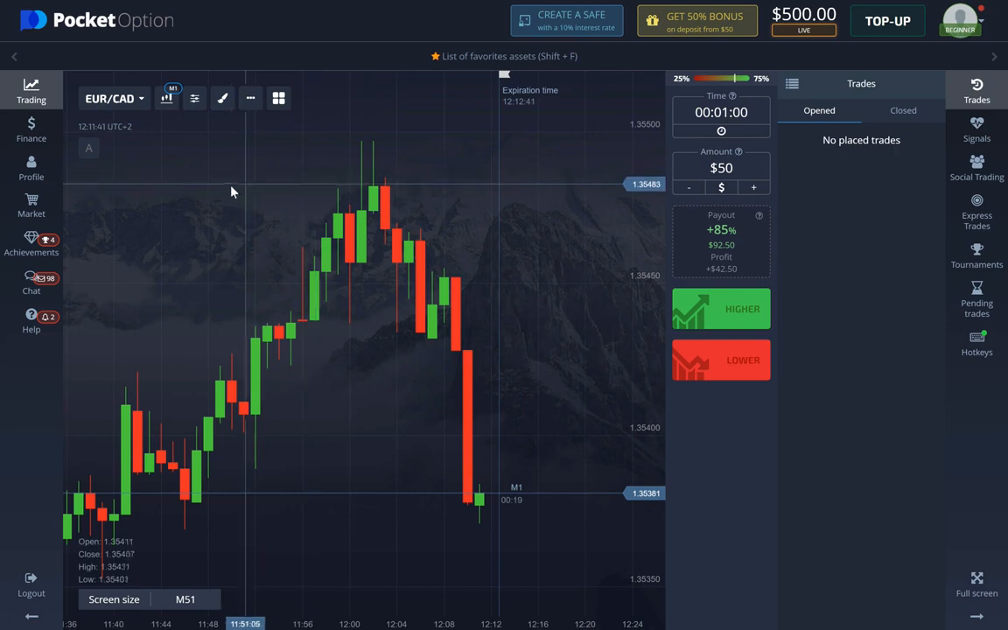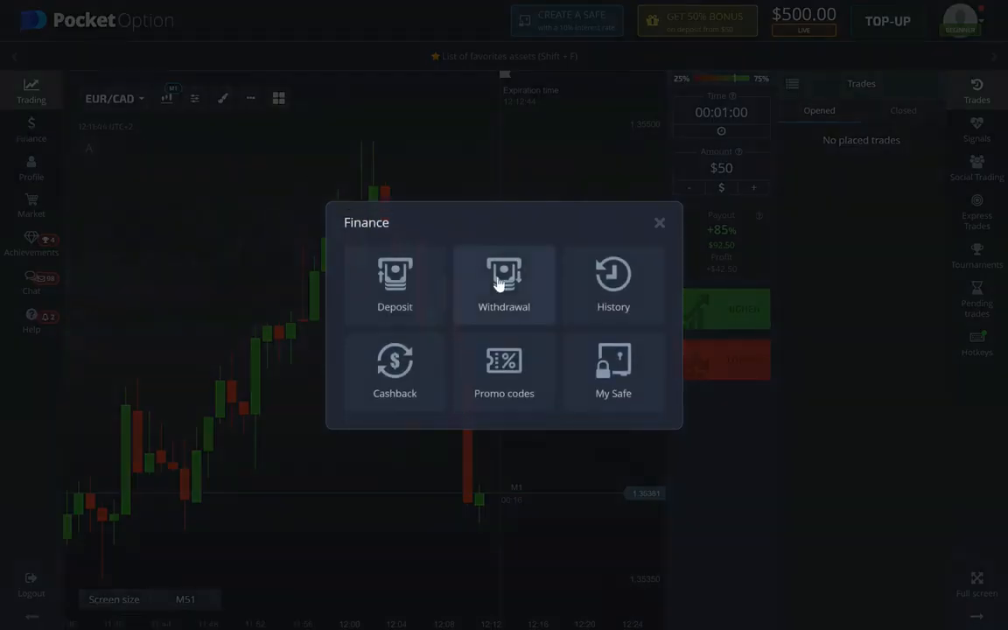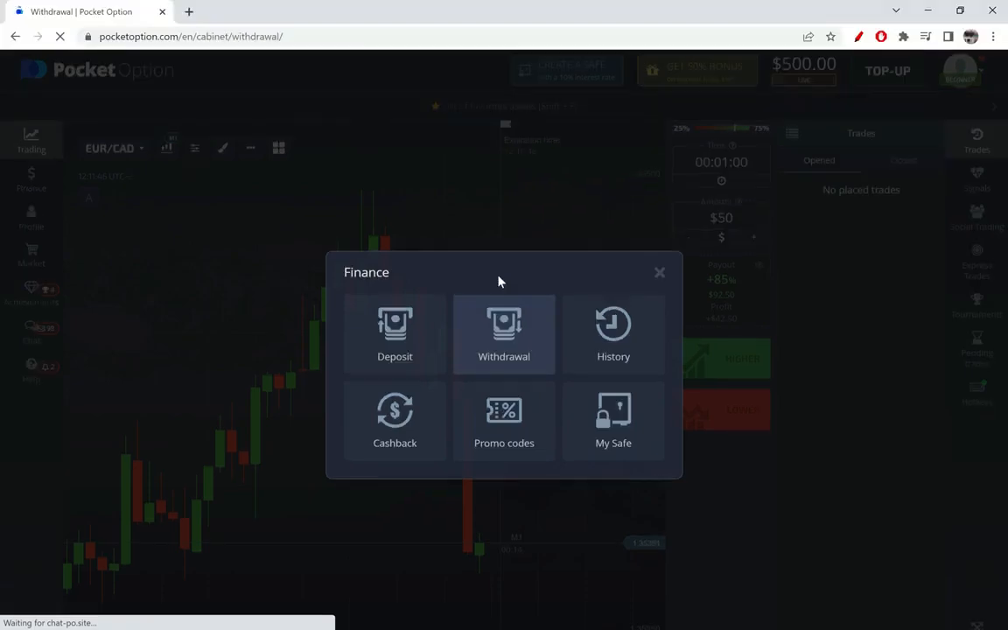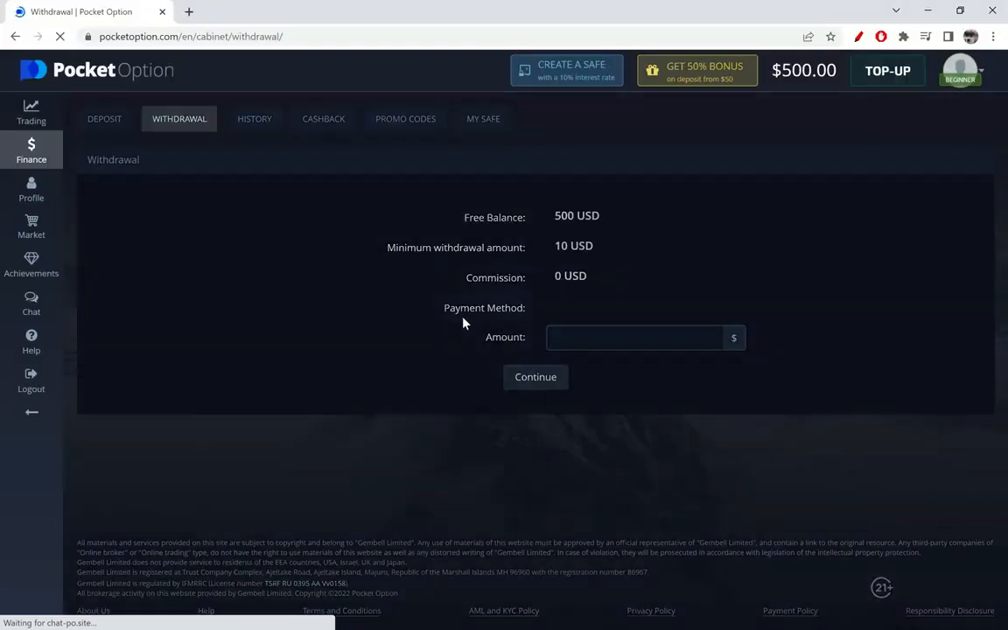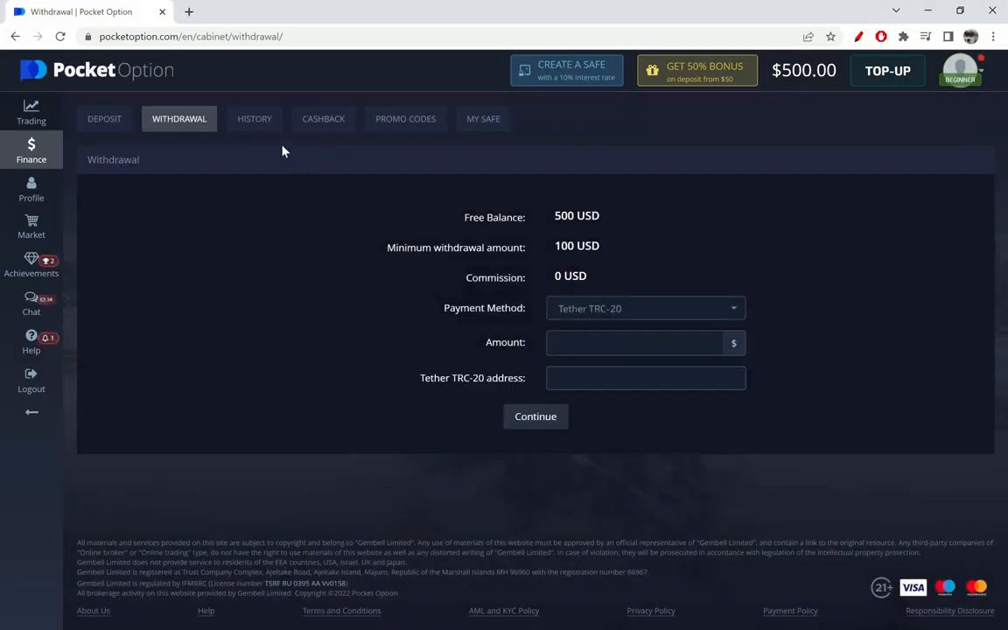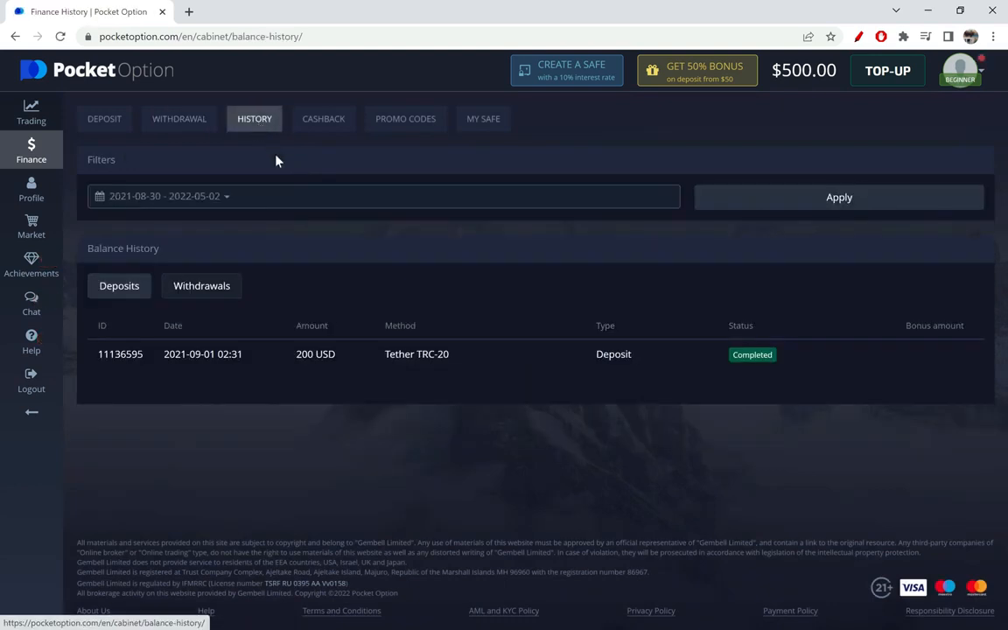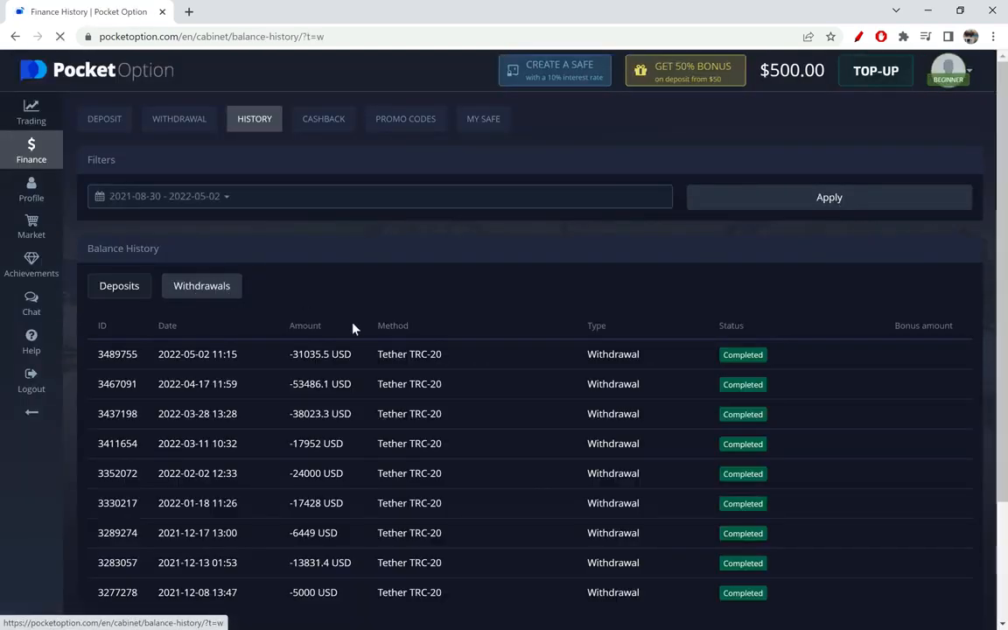Today we're starting the grind from scratch. As you can see, we have $500 now and our trading amount is 50. We just withdrew all the money and I want to show you guys how it looks. So we go to history and then we press withdrawals, and as you can see, we've withdrawn $31,000. Very simple, very accessible to everyone.